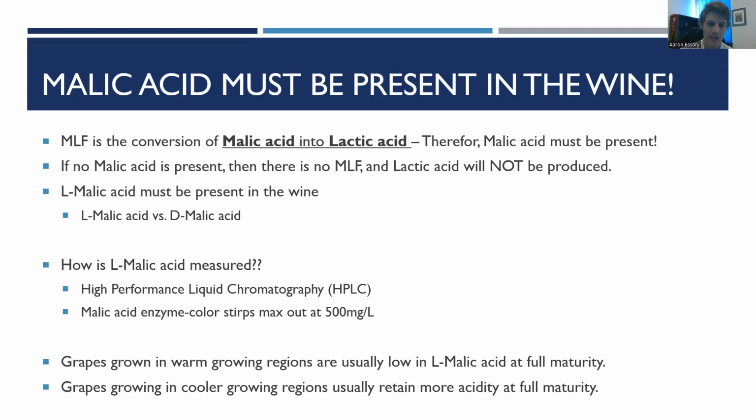Hotter, warmer growing regions have less malic acid. And to give you a number, if you have 2 grams a liter of malic acid, that's about the cutoff. I say that you can take it through MLF if you want, but 2 grams a liter is not a lot of malic acid. 3, 4, 5 is better. Anyway, that's just by the numbers. So this is going to be a dense lecture, so we'll just keep going.